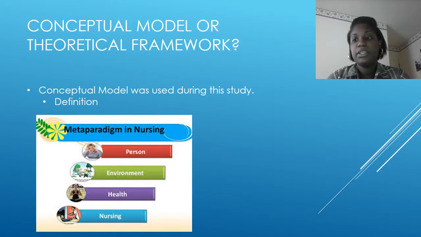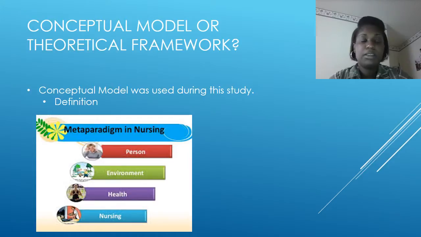While doing this assignment, I had determined that a conceptual model was used during this study. According to Fain, a conceptual model is representing ideas or notions as a set of unique problems that have been a concern for not just the nursing world, but potentially any problems or concerns anyone may have.